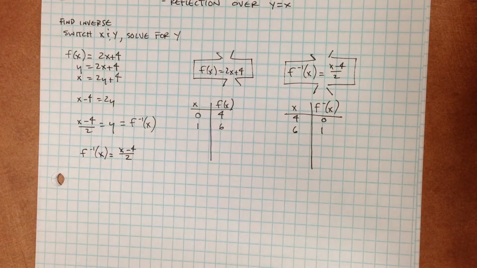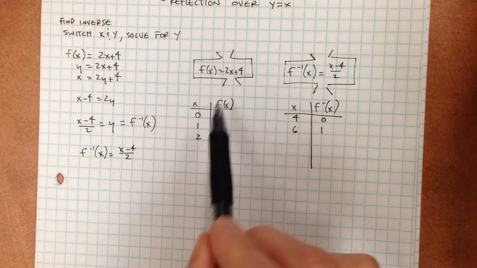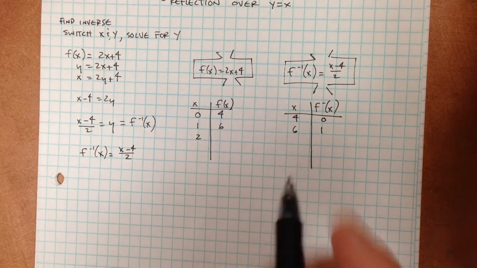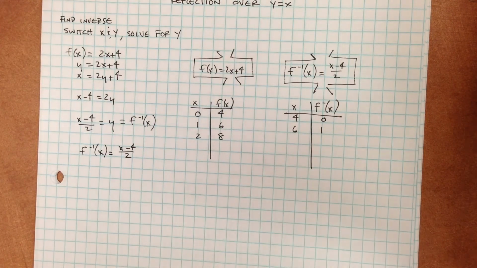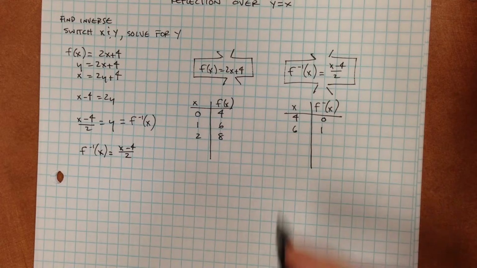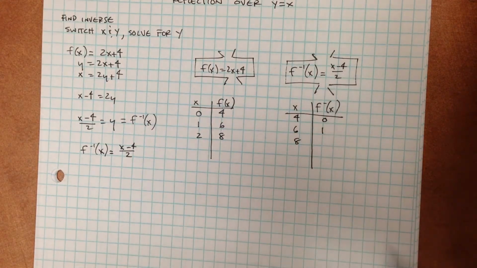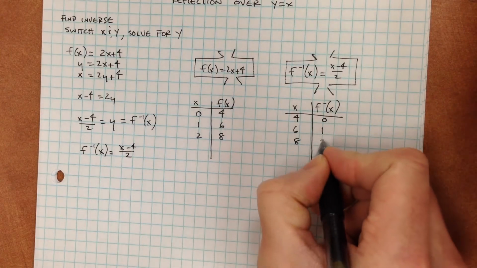Fantastic. The switching of these here. How about 2? We'll do one more. 2 times 2 is 4. 4 plus 4 is 8. So if I stick the 8 into the undo, it should undo it, and we should end up with a value of 2. So let's input 8 into the inverse. So 8 minus 4 is 4. 4 over 2 is 2.